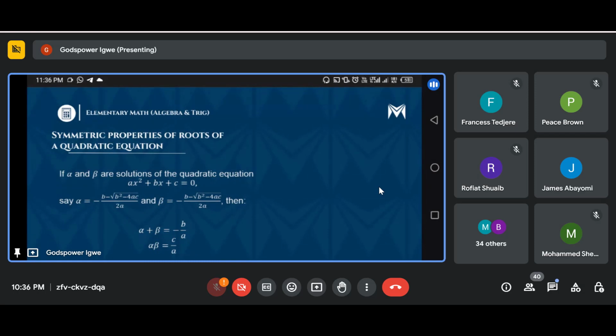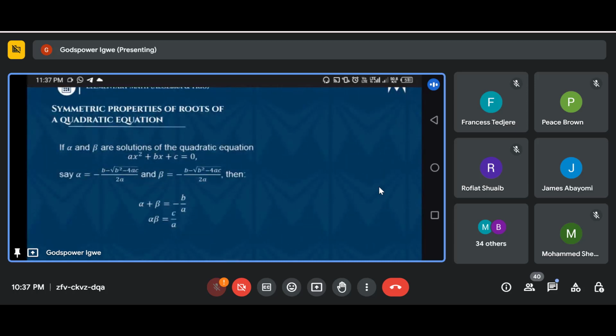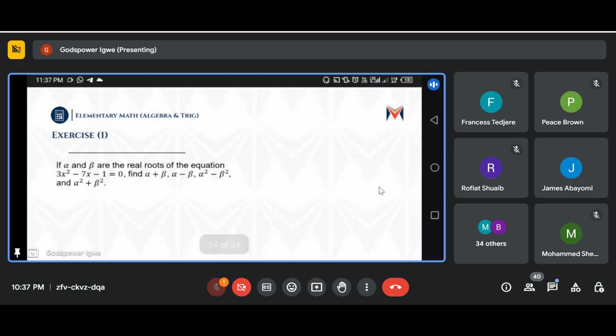So let's take a look at this. They say let the whole of alpha be B minus. They didn't even say B plus minus. They say minus B minus root B squared minus 4AC. Then beta should be minus B, and this one is minus B minus. If the two are the same, why are they separating? Then alpha plus beta will be minus B, and then alpha beta will be C over A. All these things. Let them not bring all these things.